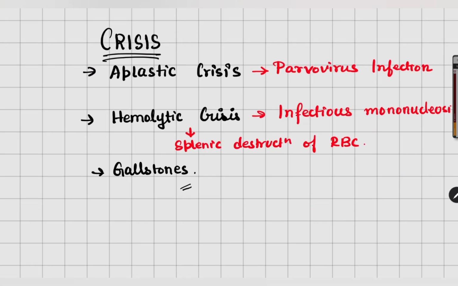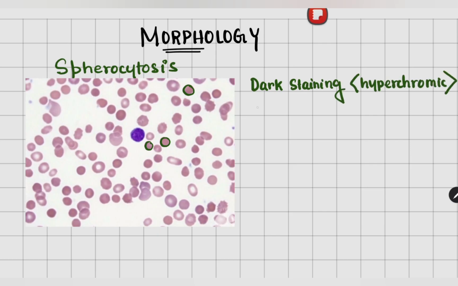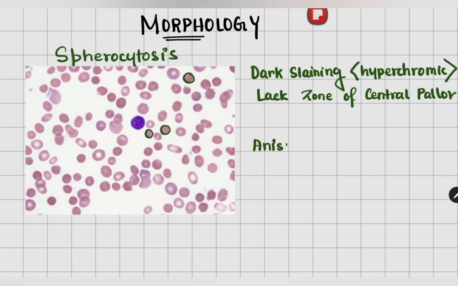Now let's look at the morphology and lab findings. Under the microscope, we can see circular cells called spherocytes, and they are darkly stained, which means they are hyperchromic. They lack the zone of central pallor. Okay, so they are completely filled. And then there is variation in sizes, so we can see anisocytosis.